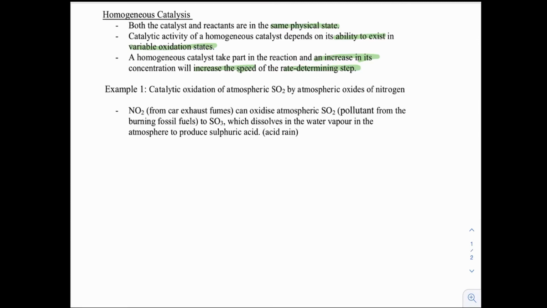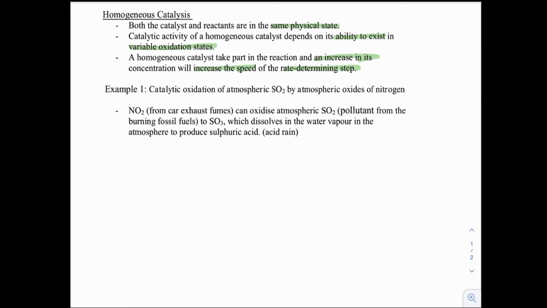Alright, now we'll take a look at example 1, which is also one of the famous past year questions. This is the catalytic oxidation of atmospheric SO2 by atmospheric oxides of nitrogen. Well, we know that NO2, which is from the car exhaust fumes, can oxidize atmospheric SO2, which is a pollutant from the burning of fossil fuel, to SO3, which would dissolve in the water vapor in the atmosphere to produce sulfuric acid, which is the acid rain.